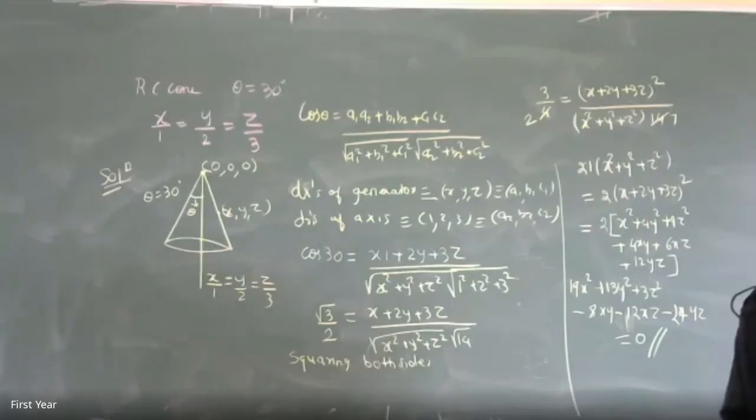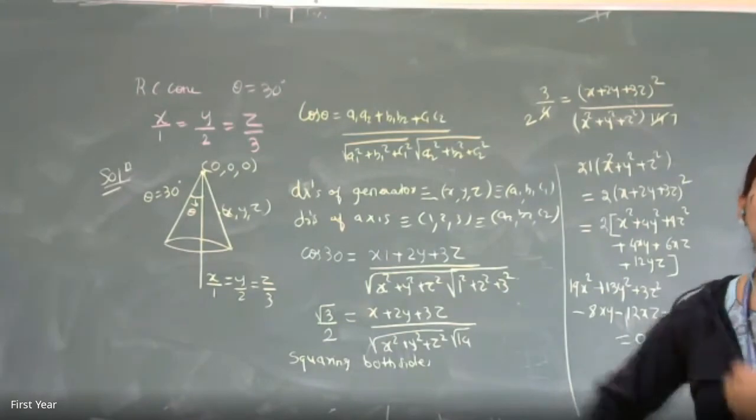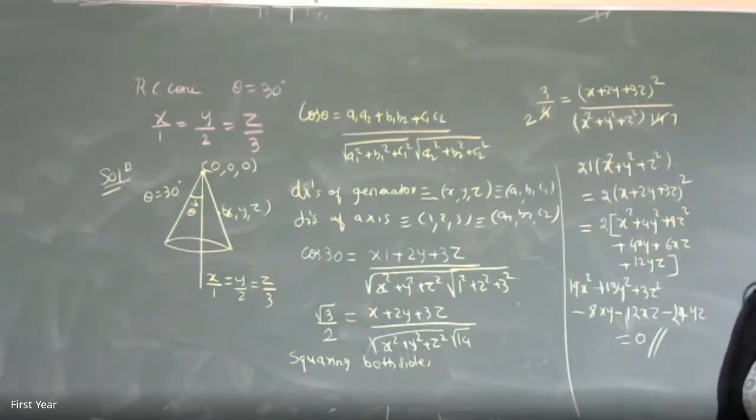So write down this remark. After this example, write down the remark: the equation of a cone with vertex at the origin is a homogeneous equation of degree 2.